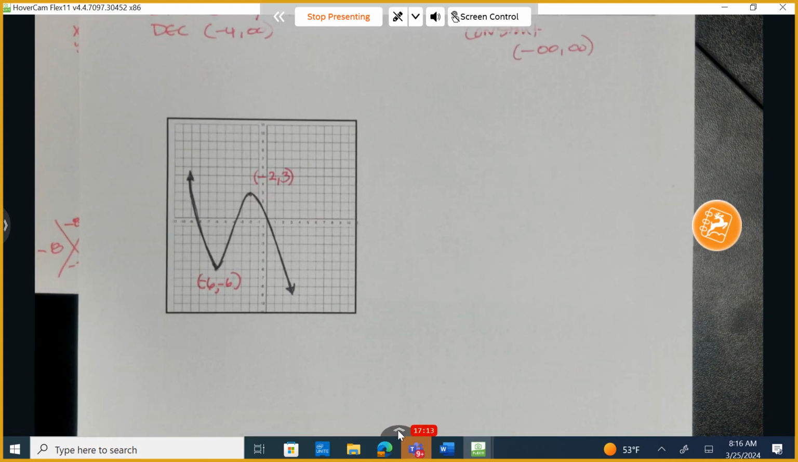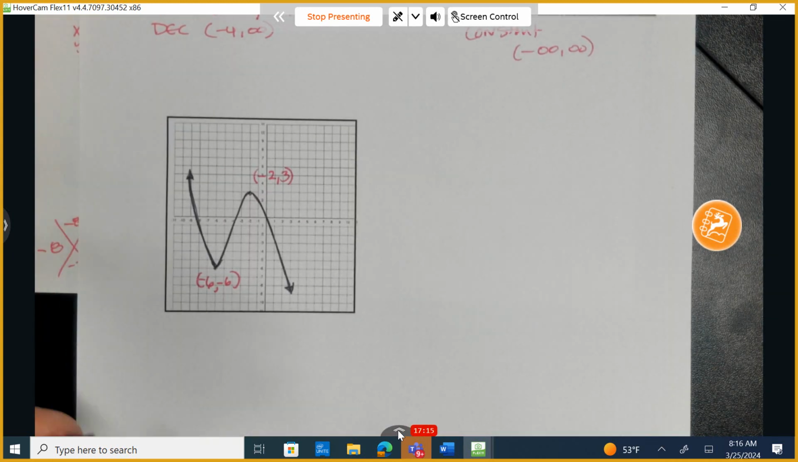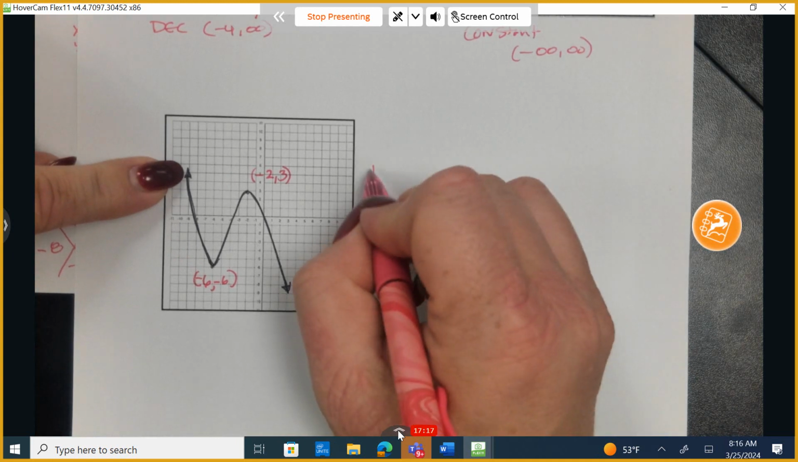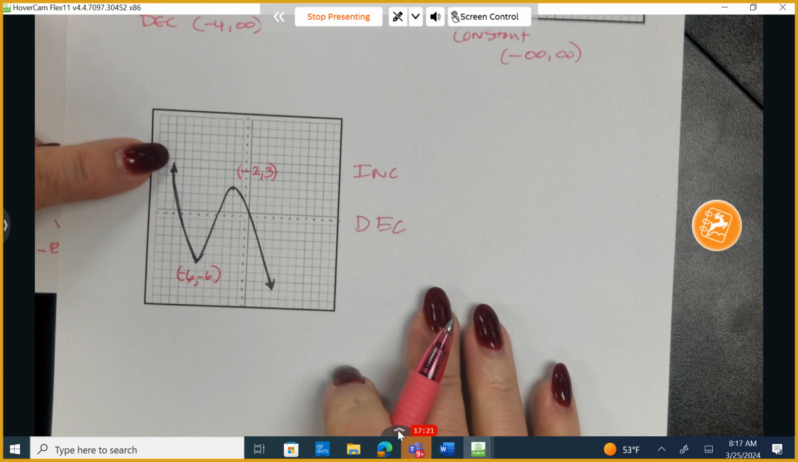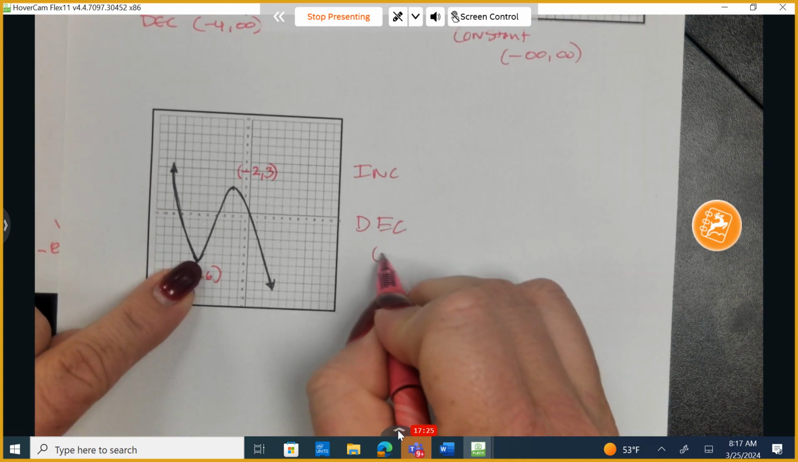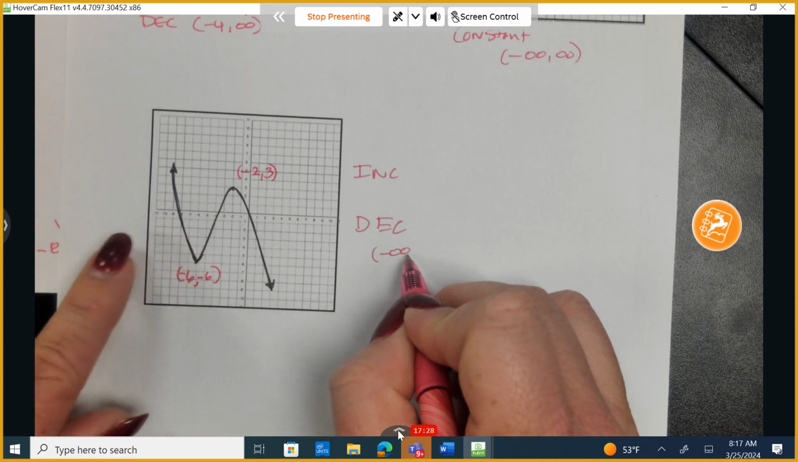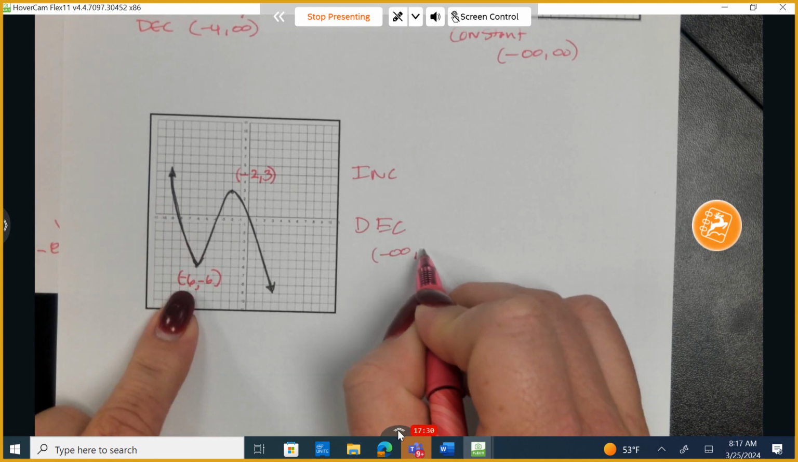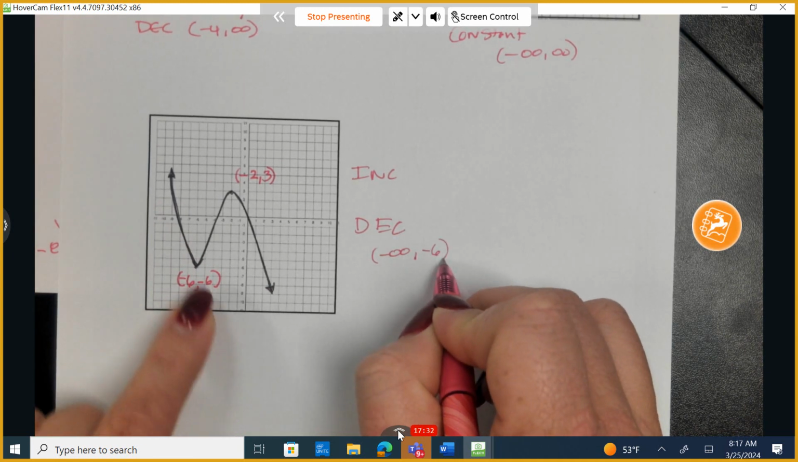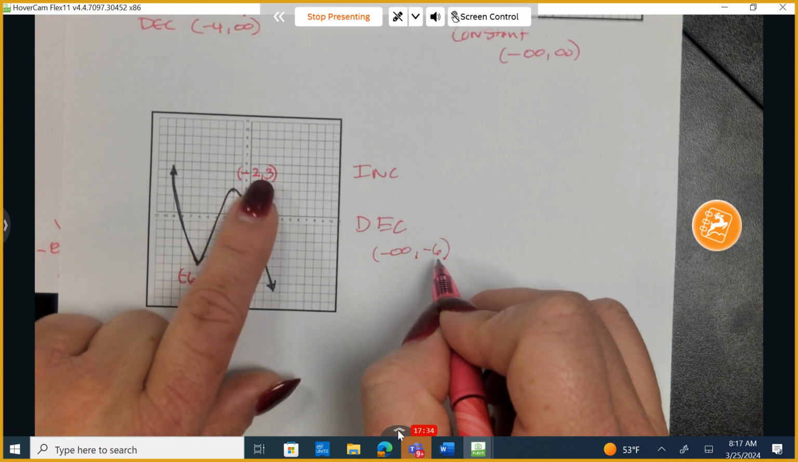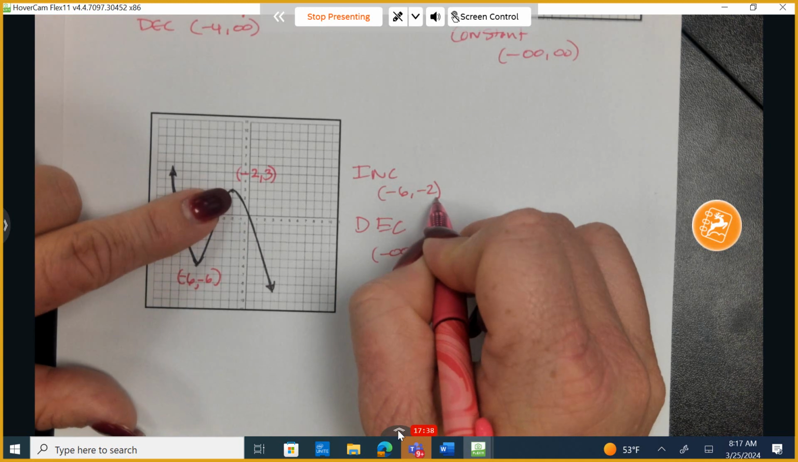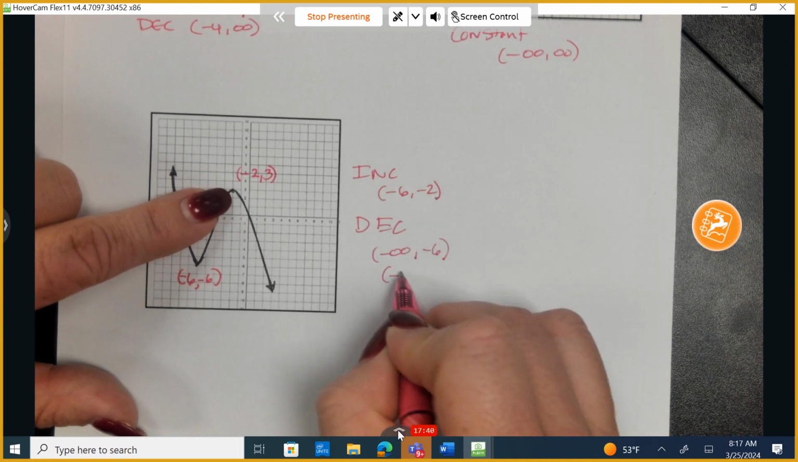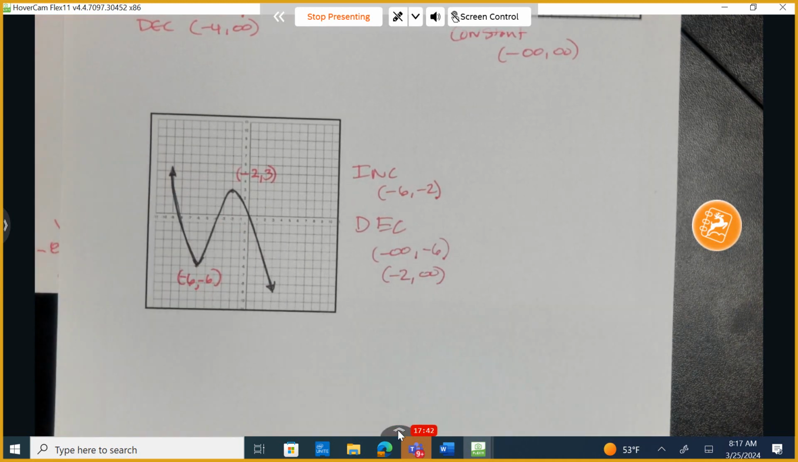Lastly, we have this polynomial function. Let's go from left to right. So we have increase and we have decrease. I see no constant. So on this section right here, it is going down from left to right. So it comes from the far left in terms of x values. It decreases until it gets to an x value of -6. Now from -6 all the way to an x value of -2, it is increasing. And then after it leaves -2, it goes back to decreasing as it moves to the right.